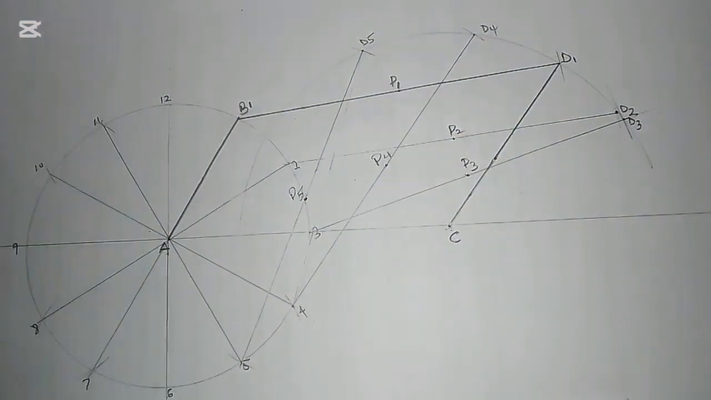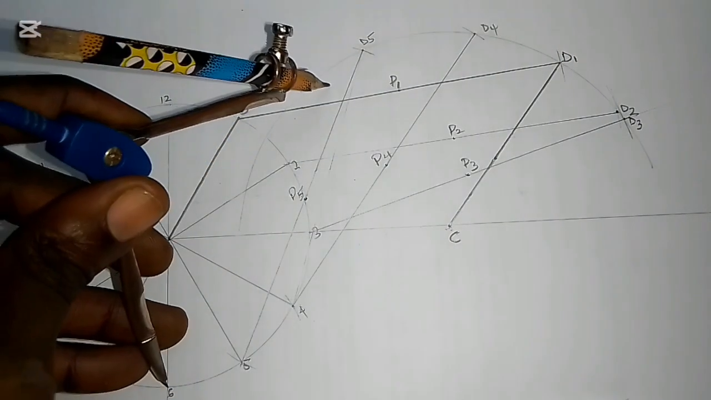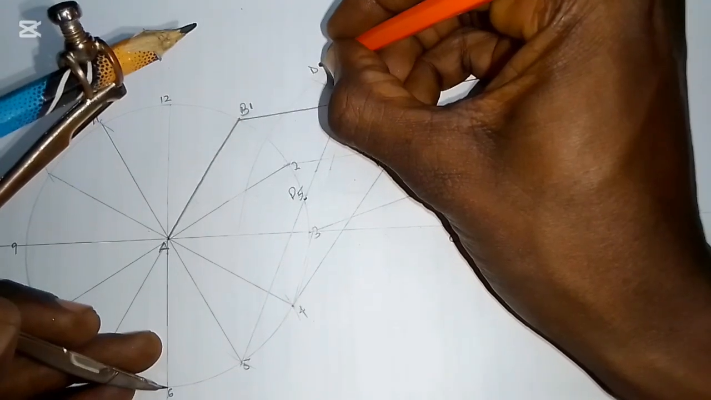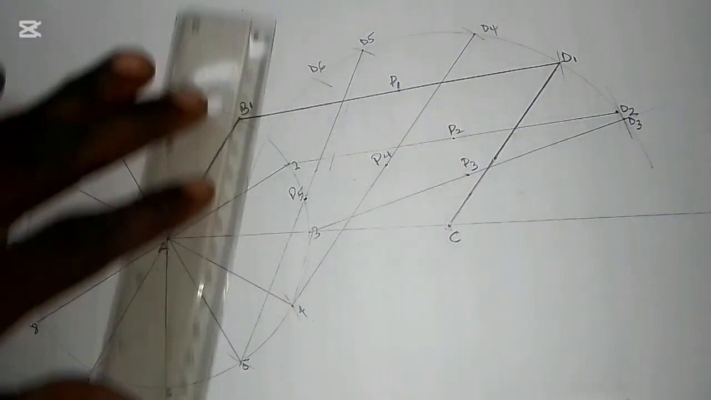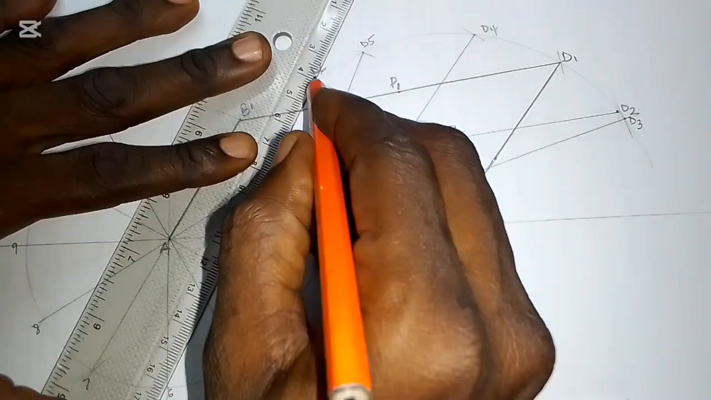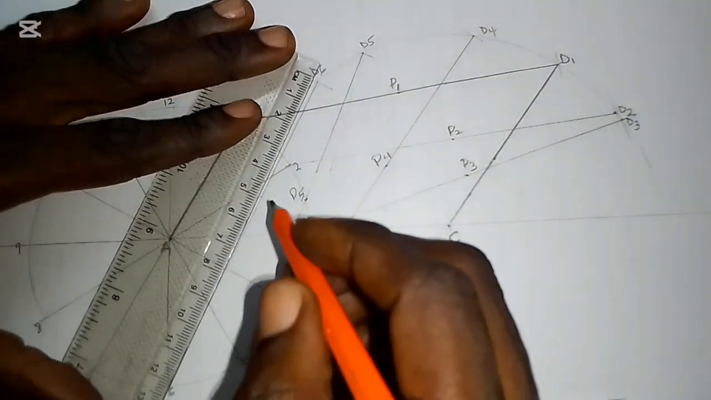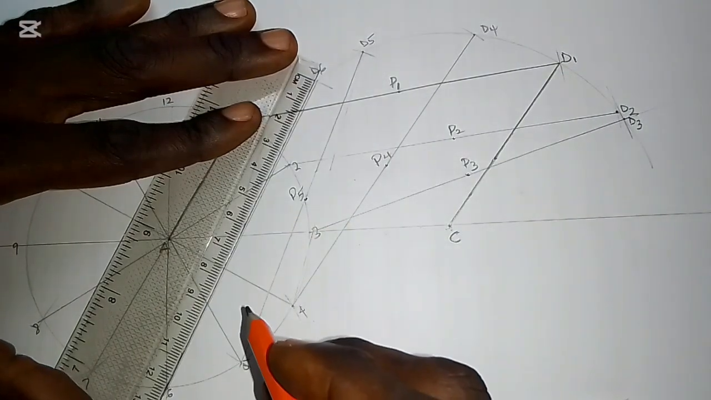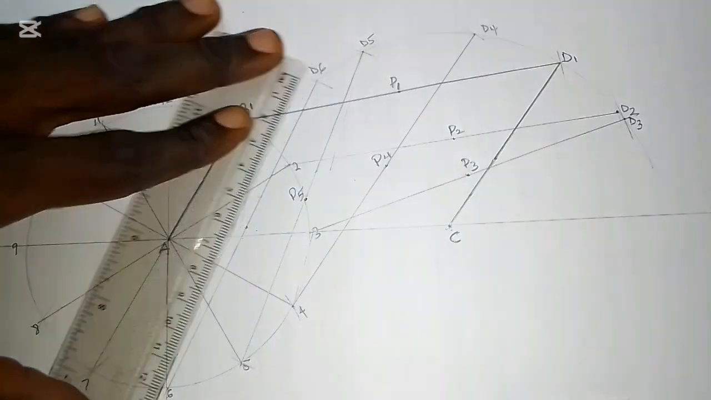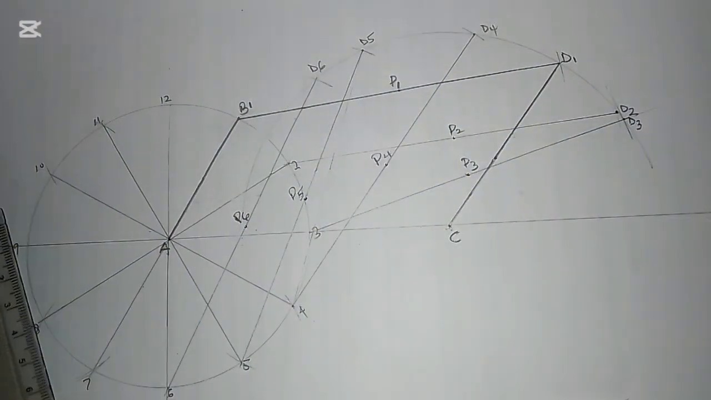The next one, 6. Don't forget, I'm keeping the compass constant. Then you have this part now. So this will be D6. So let's join. So get the midpoint, which is 60, point P. So this will be P6. Hope you can see that now.